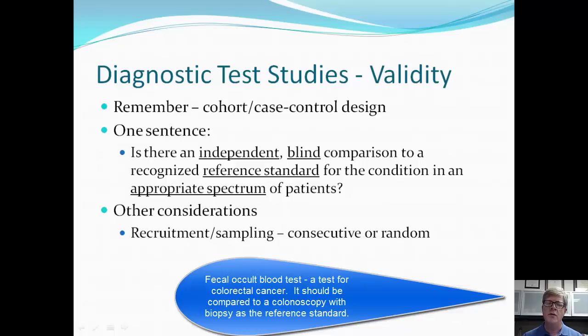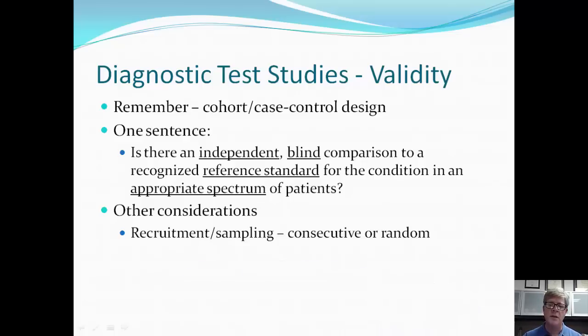The determination of who gets that colonoscopy cannot depend on the FOBT result, the fecal occult blood test result. There have been studies in the colon cancer screening literature where people with a positive FOBT went and had a colonoscopy, and people with a negative FOBT just got followed for several years to make sure they didn't end up having colon cancer. This is okay if you have to do it, but it's not the best way to do a diagnostic test study. Ideally, everybody would get a fecal occult blood test, and then everybody would get a colonoscopy, and then you could compare the results well.